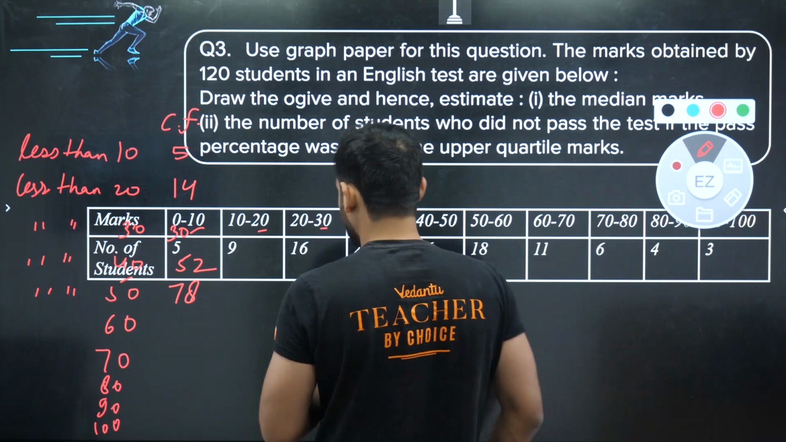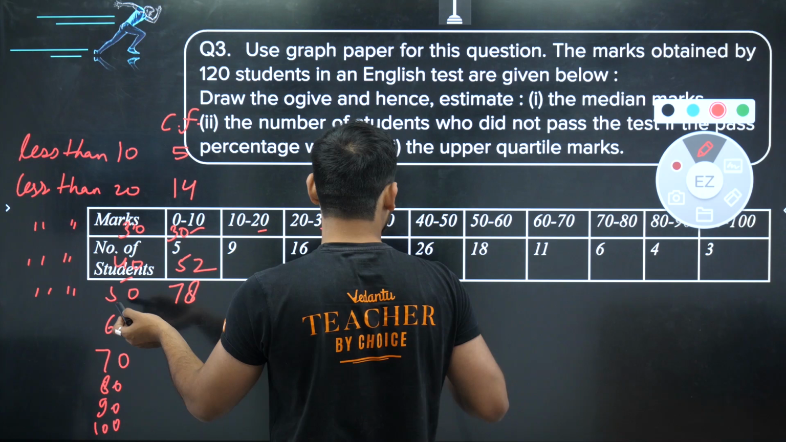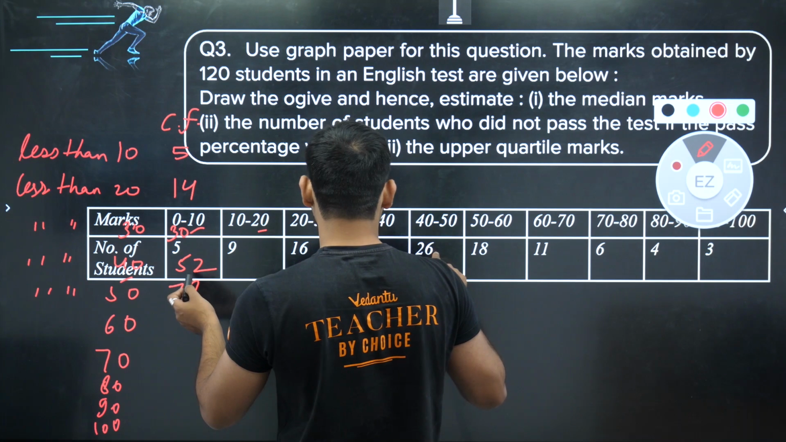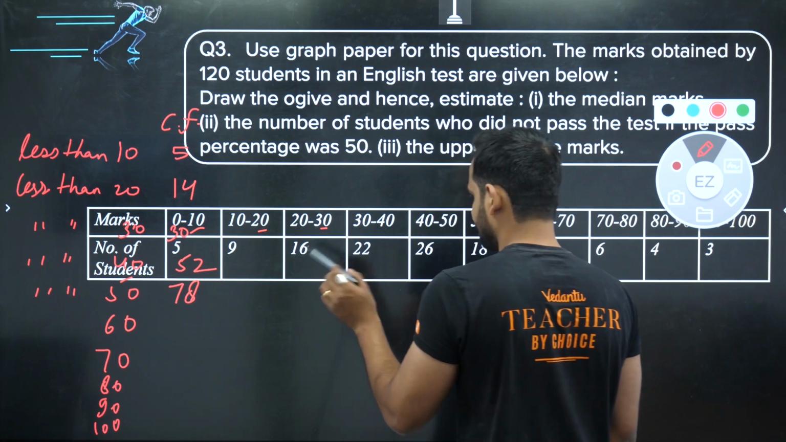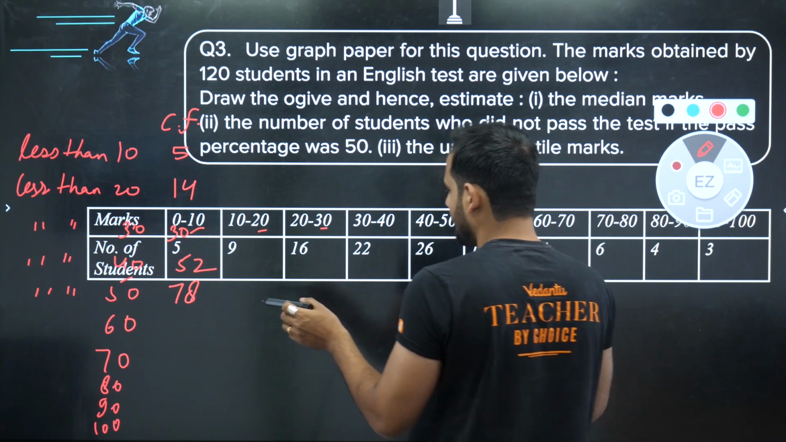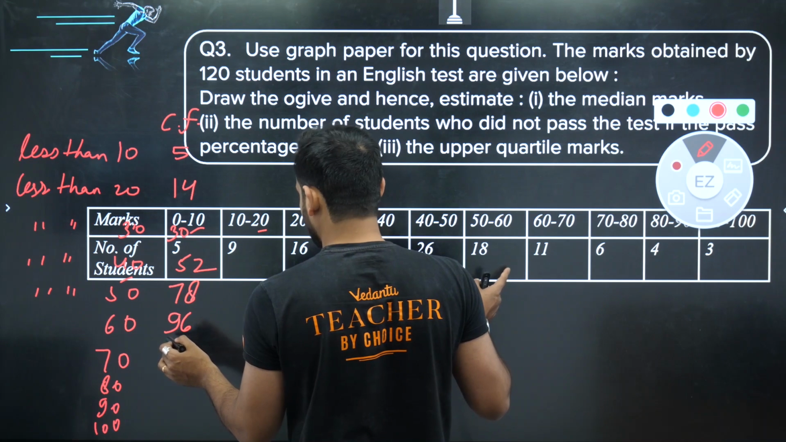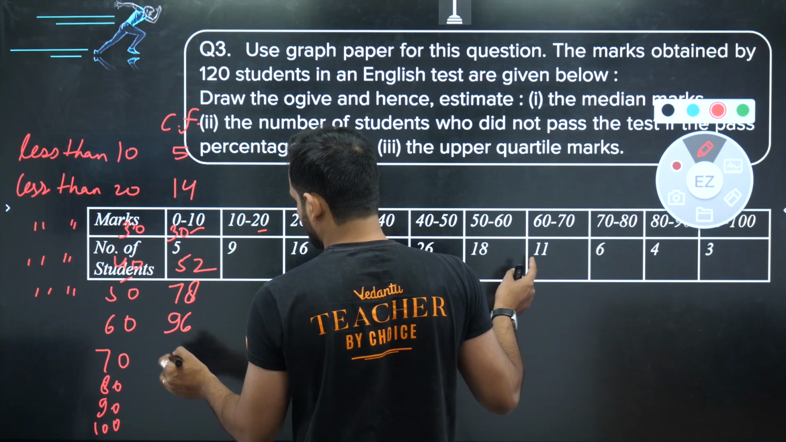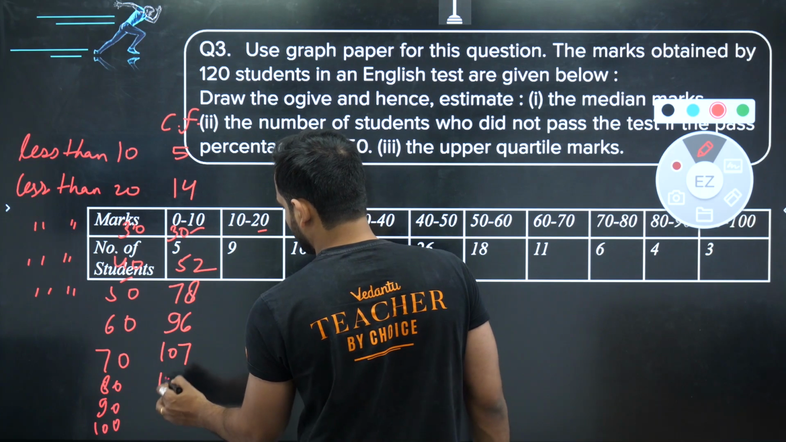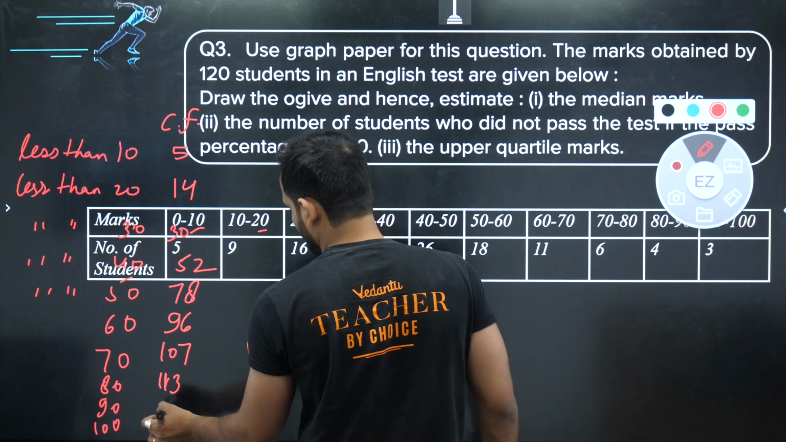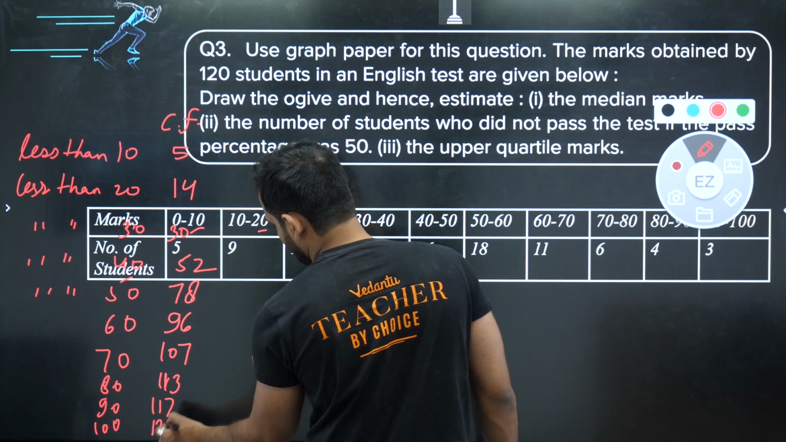So 78 plus, where had we reached? Less than 50, okay, till now here we have reached, 52 plus 26, 78 plus 18 will be 96, 96 plus 11 is going to be 107, 107 plus 6 is going to be 113, 113 plus 4 is going to be 117, 117 plus 3 is going to be 120.